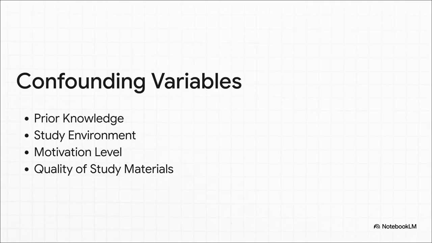But hold on, it's never that easy, right? Real life is messy, and experiments can get messy too if we're not careful. We've got to be on the lookout for these little saboteurs called confounding variables. They're these hidden factors that can completely wreck our results. Think about it. What if some students are just naturally brilliant at the subject already? Or what if one group is trying to study in a loud, crowded coffee shop, while the other is in a perfectly silent library? Any of those things could totally change the test scores, and it would have nothing to do with how long they studied.